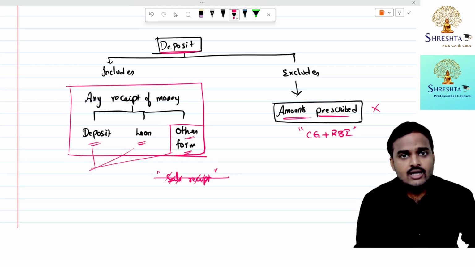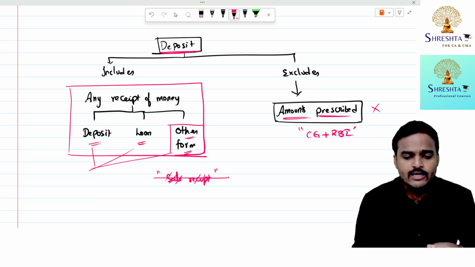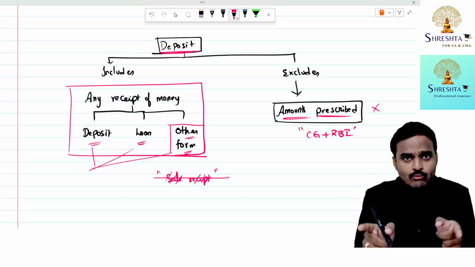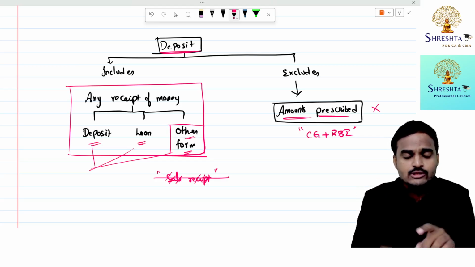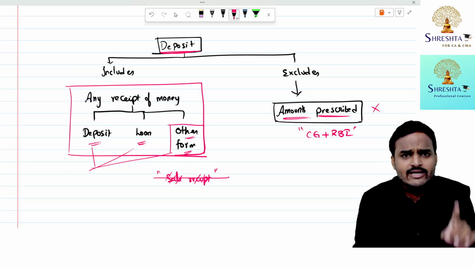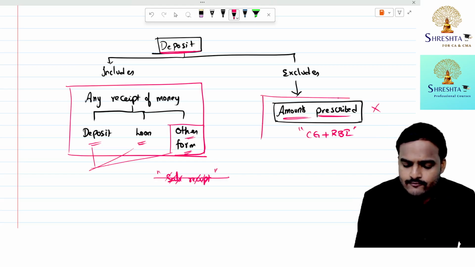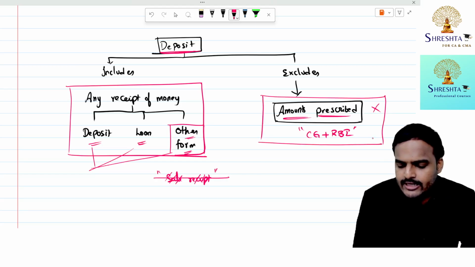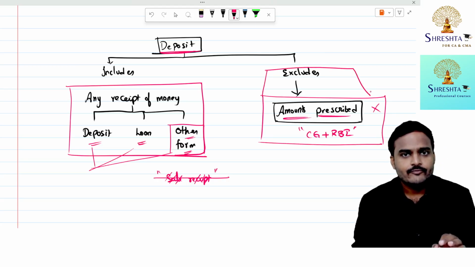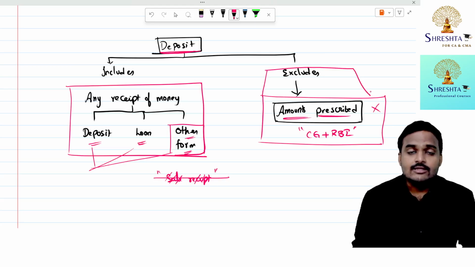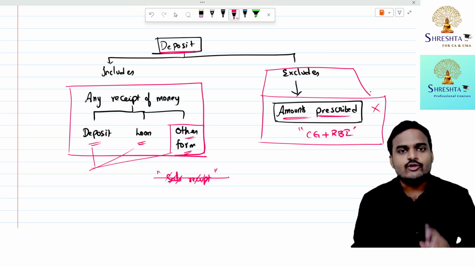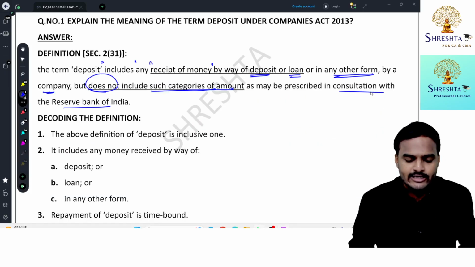Sir, in that case, debentures, borrowings from banks, receipt of money by issuing securities, will all these amounts also come under the definition of deposit? No. Sir, why no? First we need to discuss the excluded categories, then you will get clarity. See, the word deposit is defined in a negative manner.